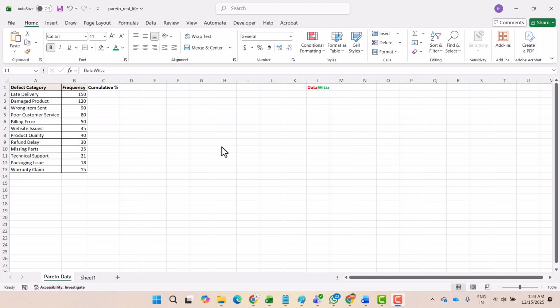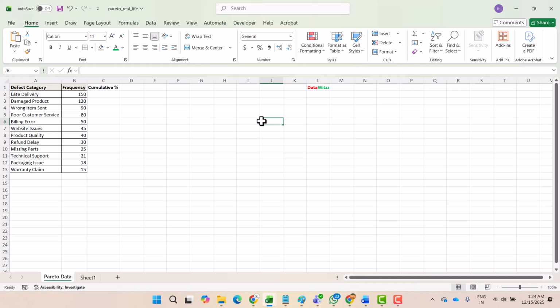Before learning how to create a Pareto chart in Excel, we should know what exactly a Pareto chart is all about. A Pareto chart is based on Pareto's rule, which is basically known as 80-20, which explains that 80% of the errors occur because of 20% of the reasons, or 80% of the problem is occurring basically because of 20% of the issues.